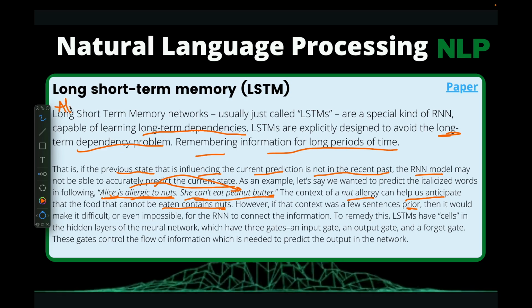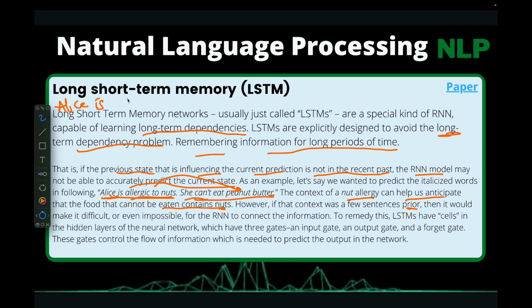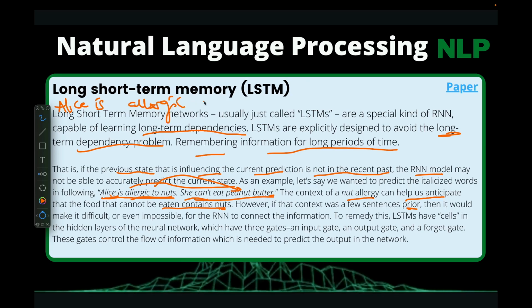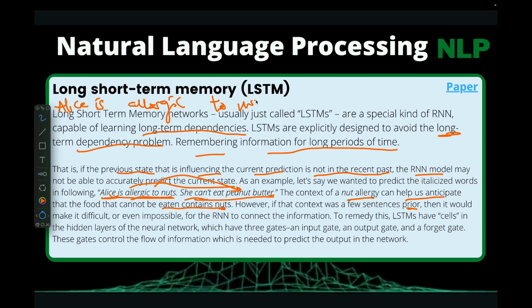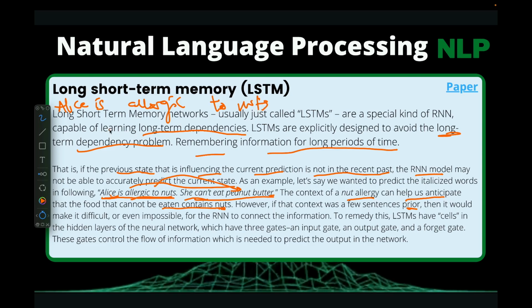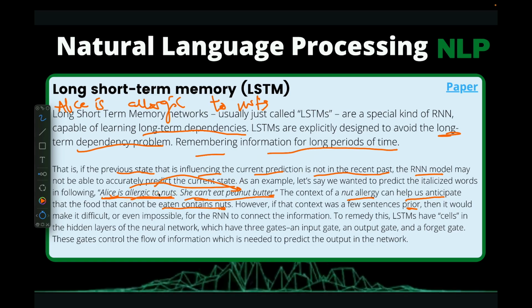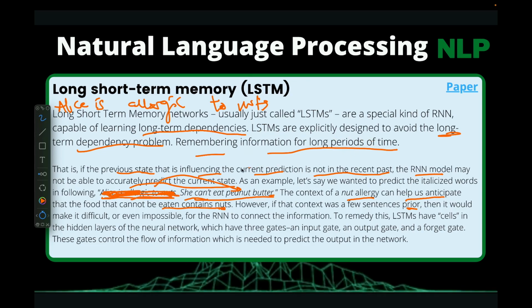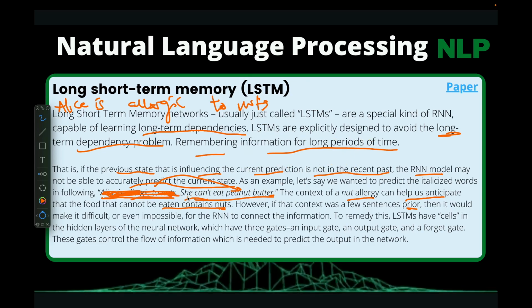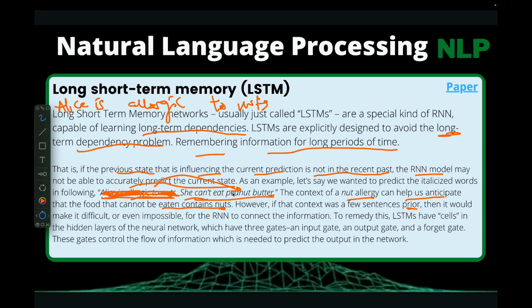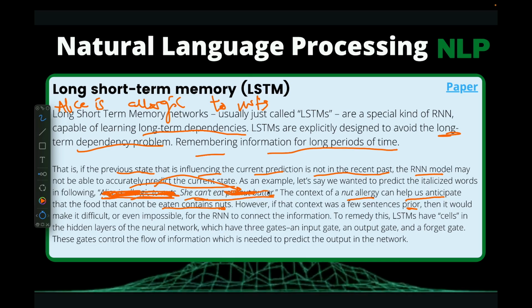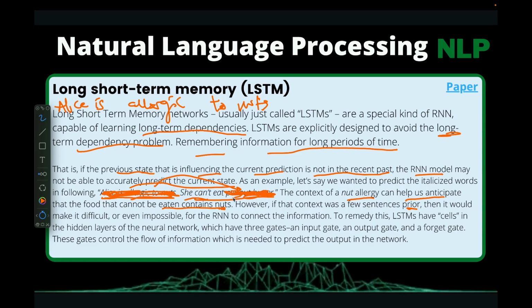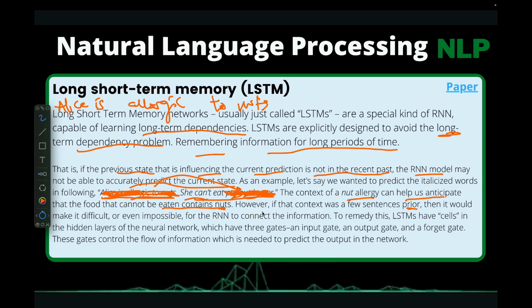So Alice is allergic to nuts. Let's say it was the first sentence over here, and then some other sentences came, so this one is no more here. Then another sentence came, then this one comes: She can't eat, and then blah blah blah. Now we need to predict what is going to come here.